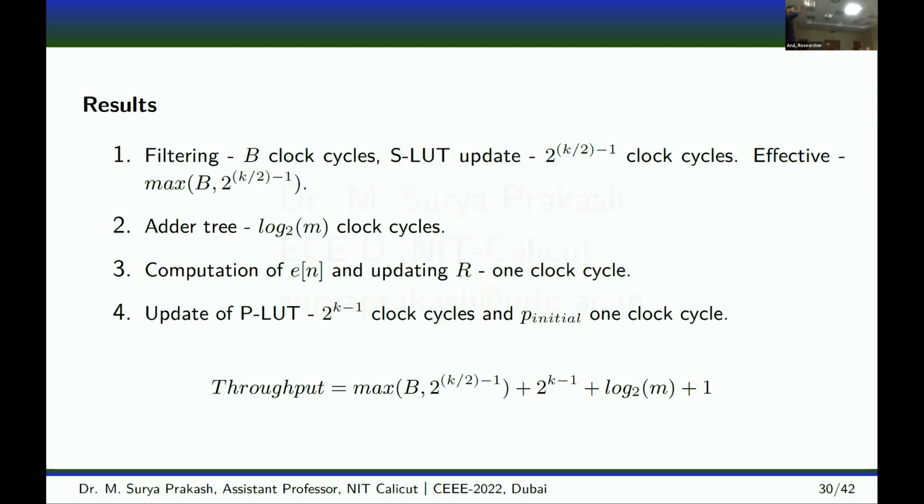So coming to the results, what we see is the throughput of this particular filter is almost constant and doesn't vary with respect to filter order. What we have done is computed the throughput in terms of the number of clock cycles the system takes for computing one sample of the output. And this is based on these parameters, capital B, K, and small m.